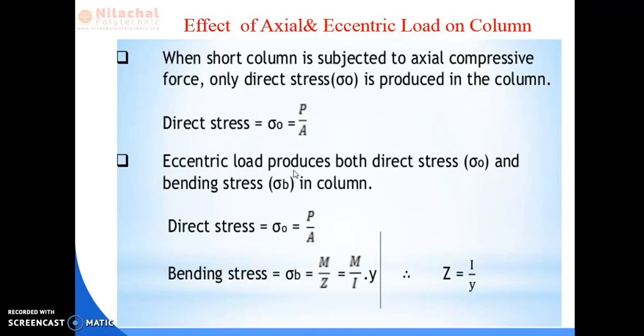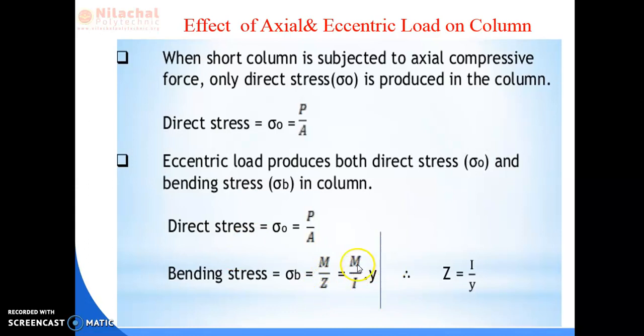Now we'll go for calculation of how the bending stress is produced and how the direct stress is produced. As we know, the axial load applied is a compressive one. The compressive stress is equal to P by A. Due to eccentric load, two effects are produced, bending and direct stress. Due to the bending, there will be a bending stress produced in the column. We know from the bending equation, sigma B by Y is equal to M by I, where I by Y is known as Z, and sigma B is equal to M by Z.